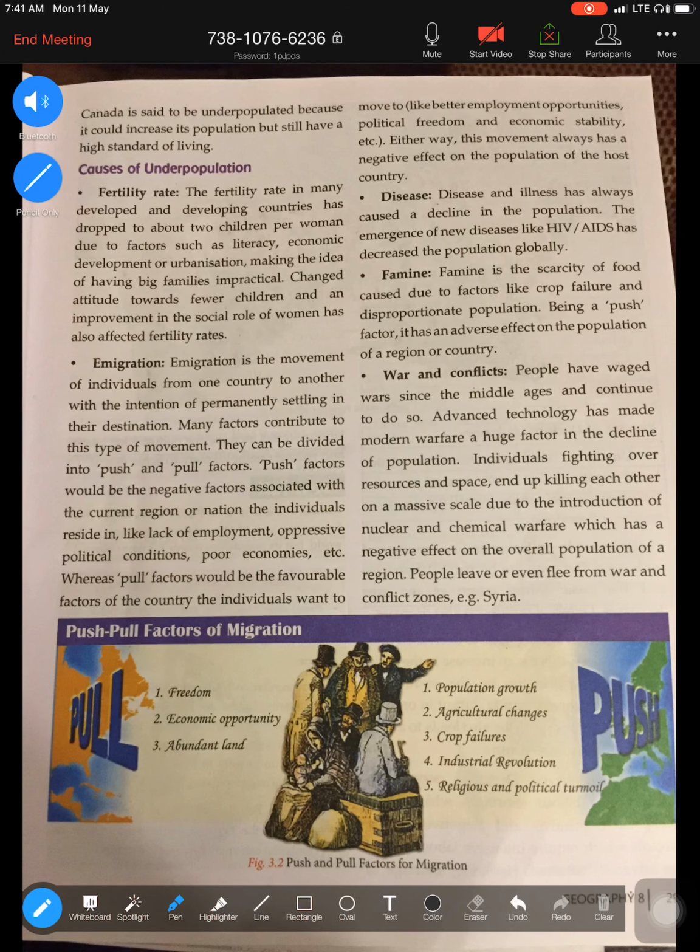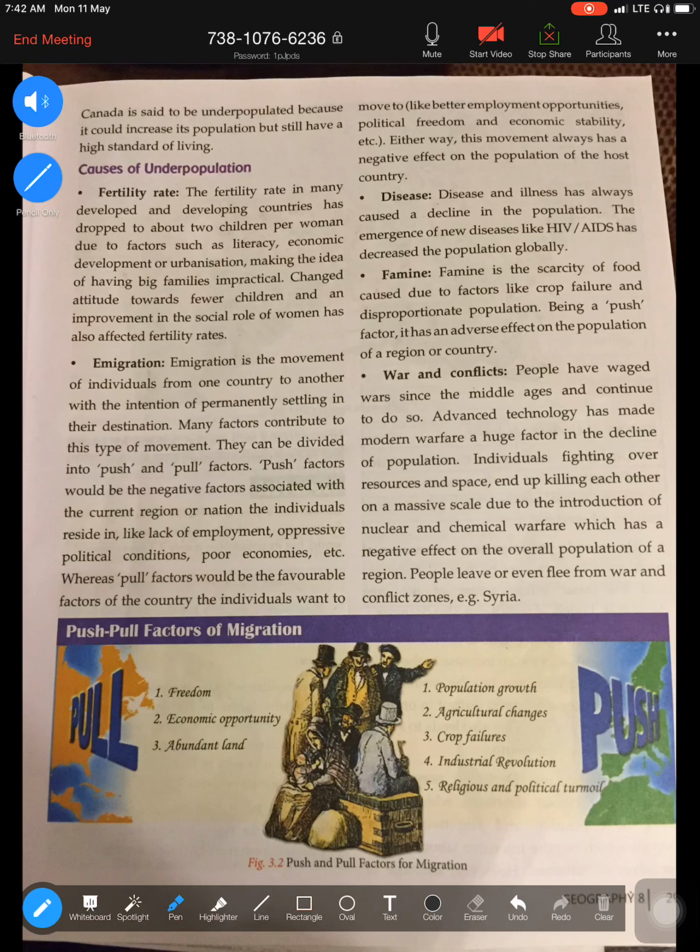The third are diseases. Diseases can lead to deaths and lead to a decrease in the population. So the third cause of underpopulation: diseases. Diseases and illness have always caused a decline in population. It could be diseases like HIV/AIDS, which has really decreased the population globally. It could be a pandemic-like situation, an epidemic can occur. This can lead to a drop in the population. So that is the third reason why a place becomes underpopulated.